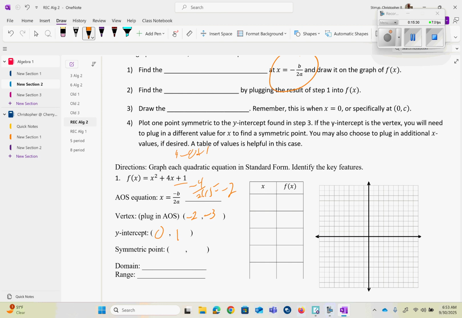Symmetric point, we'll hit this in a moment. Domain we know is going to go from negative to positive infinity. The range is going to be the y component of the vertex, square bracket to infinity because it opens up. So let's go ahead and graph this.